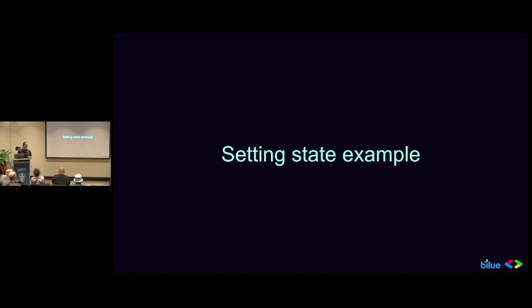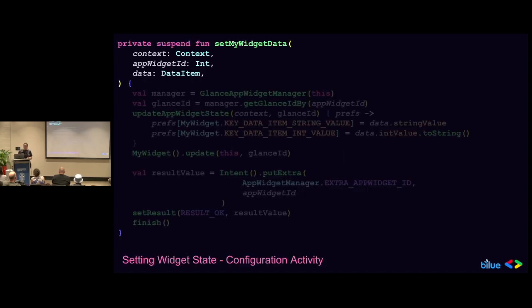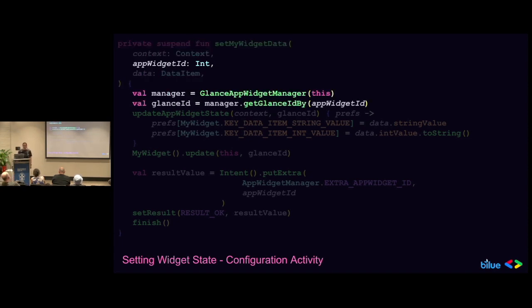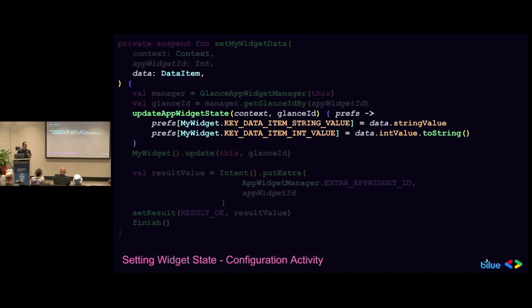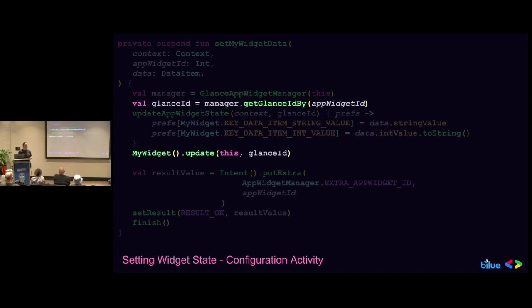So if we want to set the state, an example of this, for the immediate update, is in the configuration activity. So I've got a function that's going to set my widget data. We need to grab the glance widget manager, get the glance ID. There's a sort of a dual ID system. There's the app widget ID itself and then the glance ID. I don't know why. Then we update our state with that key value pair system I showed earlier. Then I need to call that update so the widget knows to go and make that update.